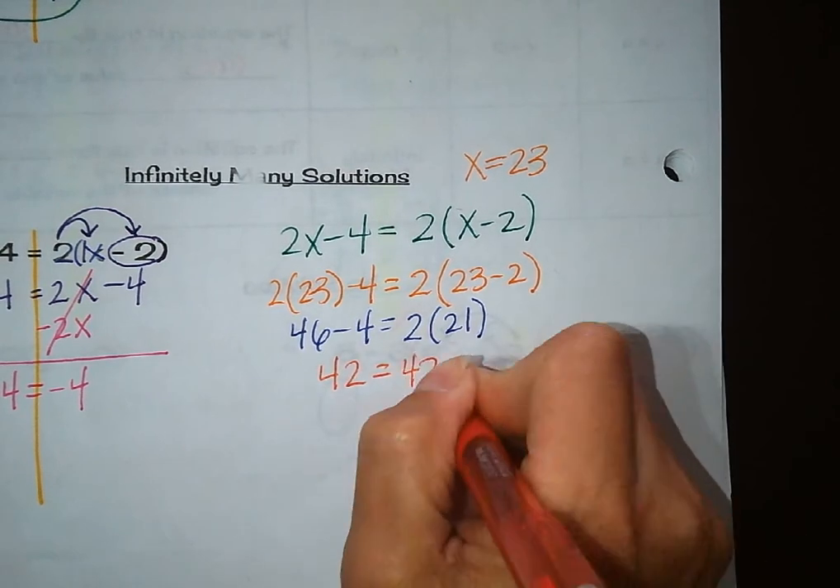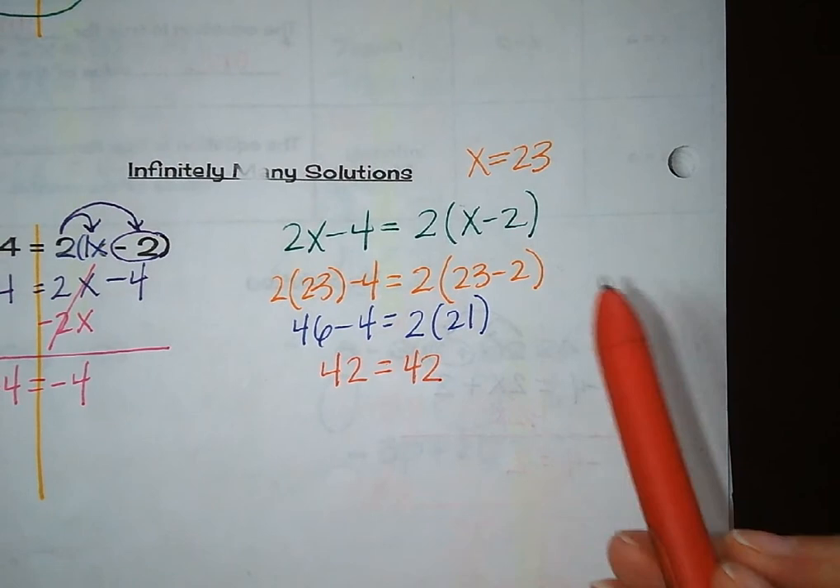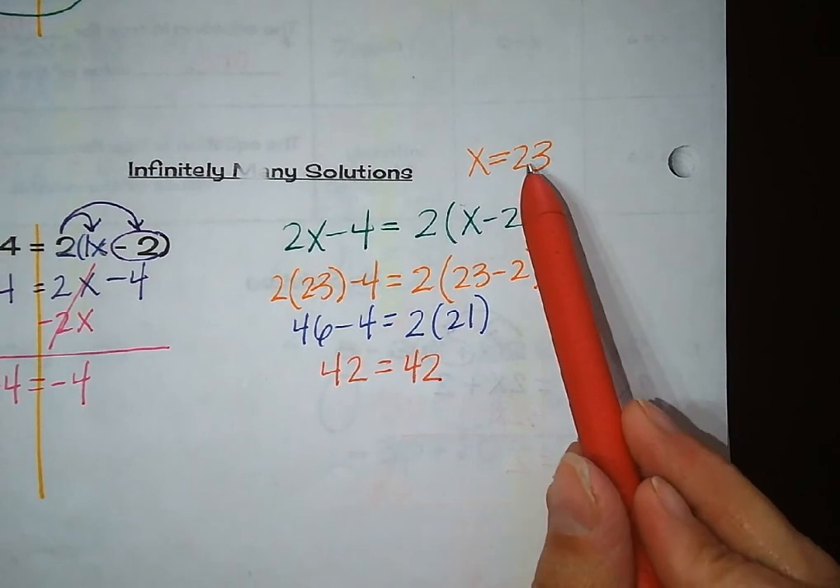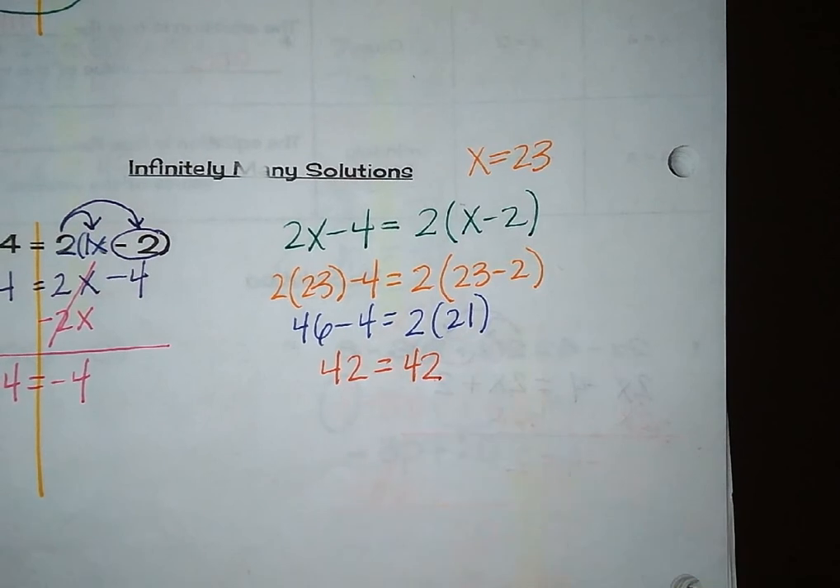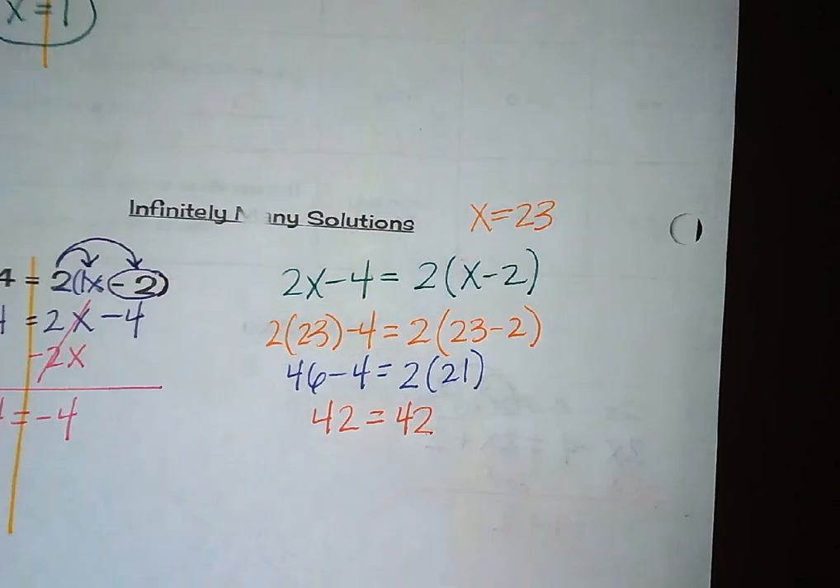So even though Mr. Boland had no idea I was going to ask him to pick a number, the number he picked of 23 still worked and made this equation true. So let's flip back to our definitions.